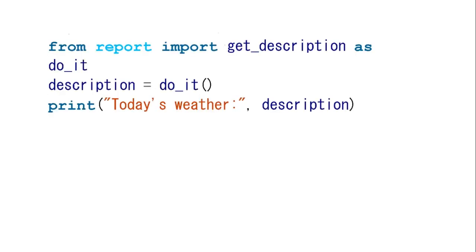Hello everyone, welcome to the Python course. In this lecture, I am telling you about importing only what you want from a module. With Python, you can import one or more parts of a module. Each part can keep its original name or you can give it an alias. First, let's import get_description from the report module with its original name. Now import it as do_it.